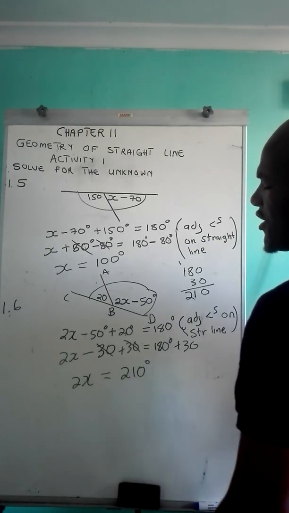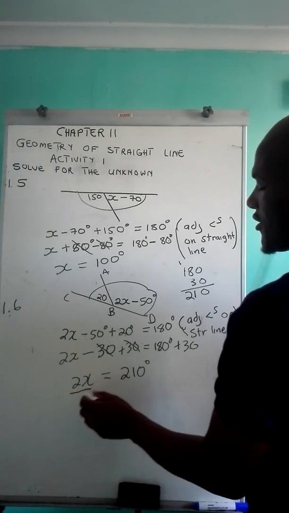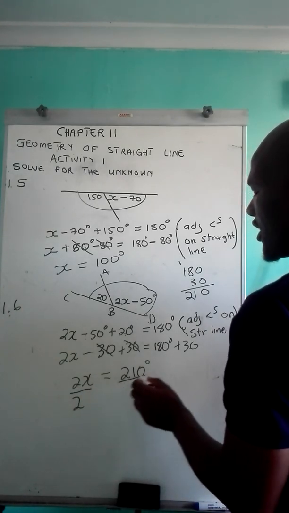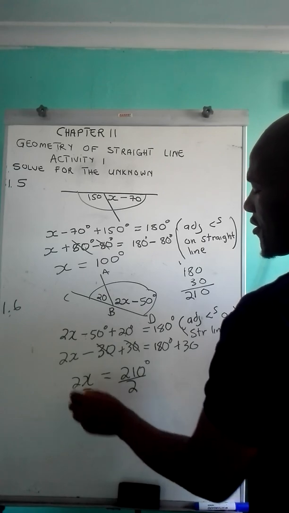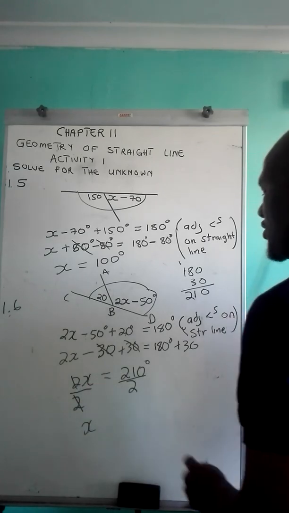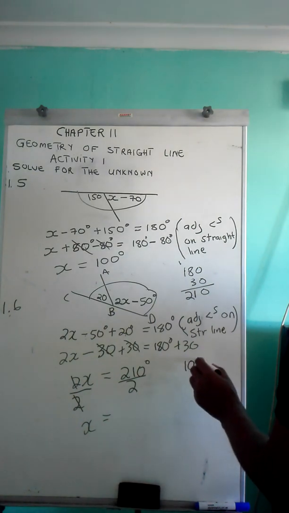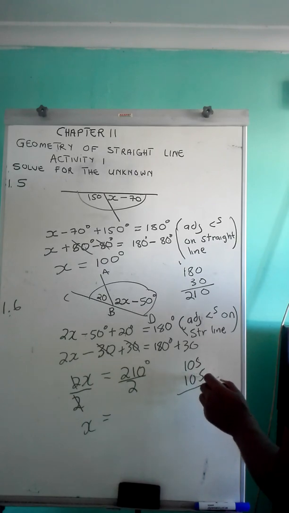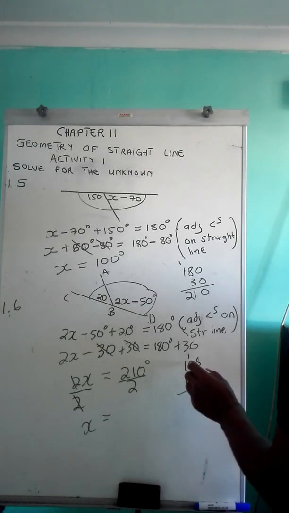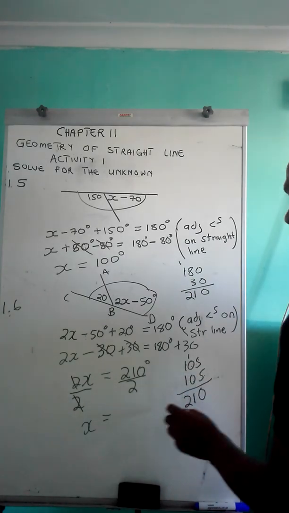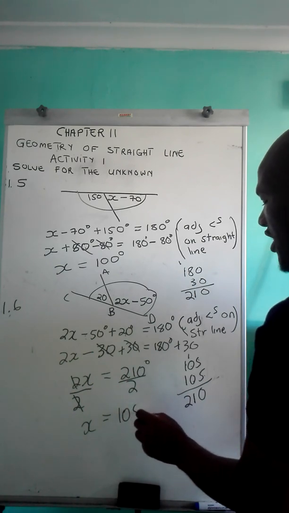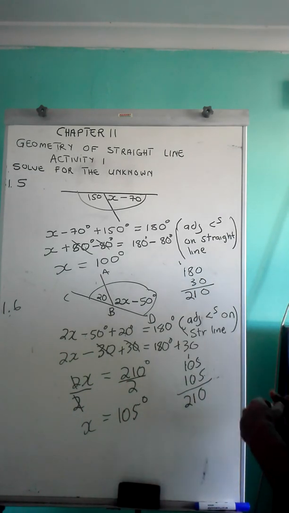But I don't want 2x, I want x. So you need to divide by 2 both sides. What is 210 divided by 2? What is 105 plus 105? 5 plus 5 is 10, carry 1. 1 plus 0 plus 0 is 1. 1 plus 1 is 2. So the answer is 105 degrees. That is the value for x.